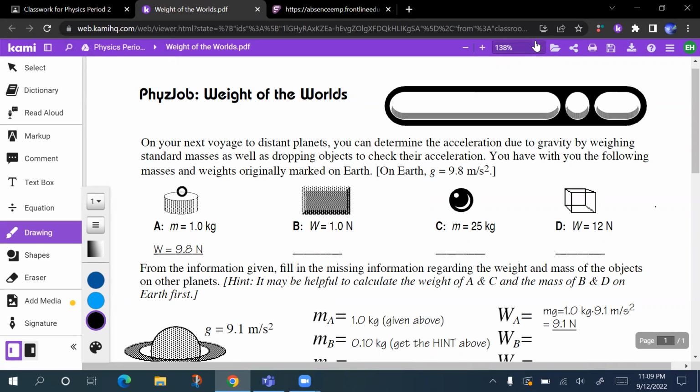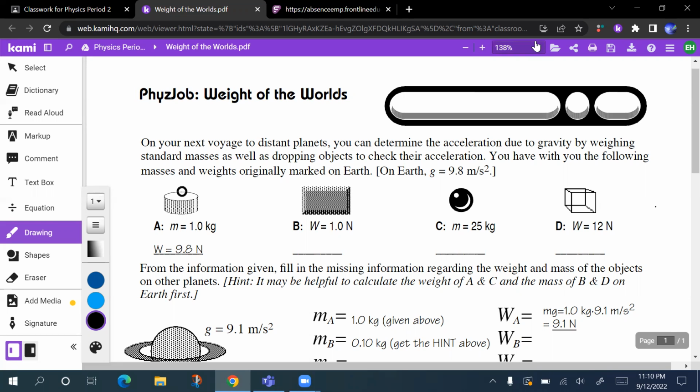In this video, we're going to be looking at the lesson Weight of the Worlds. In this lesson, we're going to be distinguishing between mass and weight, how to calculate weight given the mass, how to calculate mass given the weight, and how to deal with the acceleration due to gravity on other worlds. Please remember to pause or rewind the video as you need to. Let's begin.